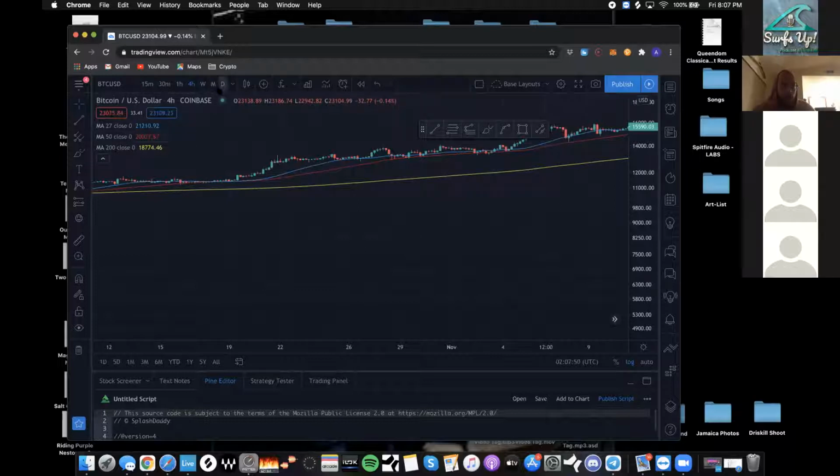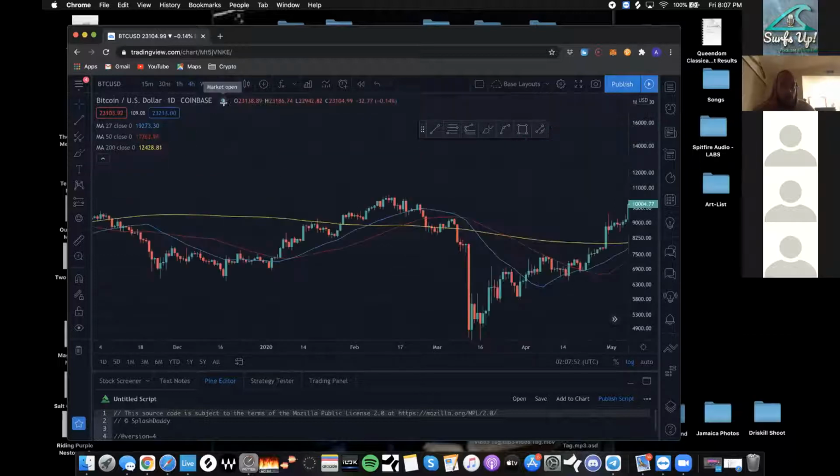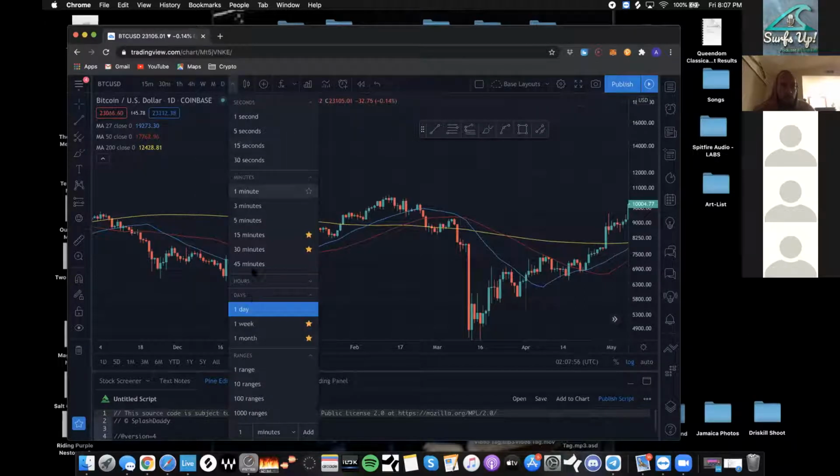So if you go to the little arrow beside day, go all the way to the very bottom and click on days instead of minutes. Hit 3 right there, and then hit add. There you go. Now you have 3 days right below your 1 day. You want to star that. Now you have 3 days in your toolbar at the top.